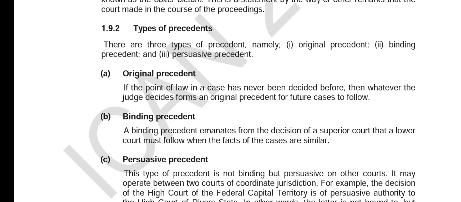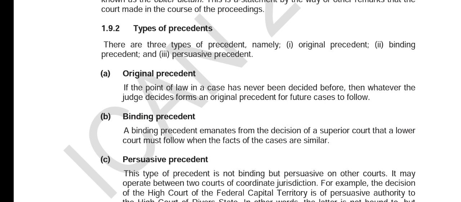Under the binding precedent, we have a hierarchy of courts, and in the hierarchy of courts we know that state high courts and federal high court are actually of coordinate jurisdiction. So that will not be a better example. The better example here should be, let's say, a state high court and a magistrate court. Now the state high court has given a judgment over a similar case. That judgment becomes binding for a lower court like the magistrate court to follow. You understand? So it's more or less like between two courts, one superior, one lower.